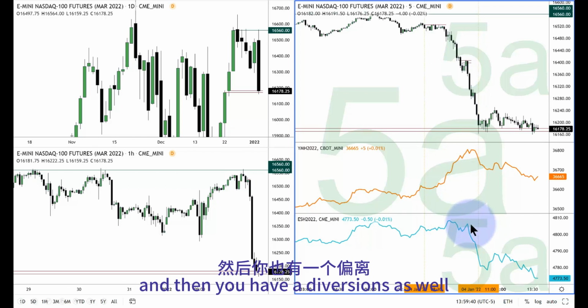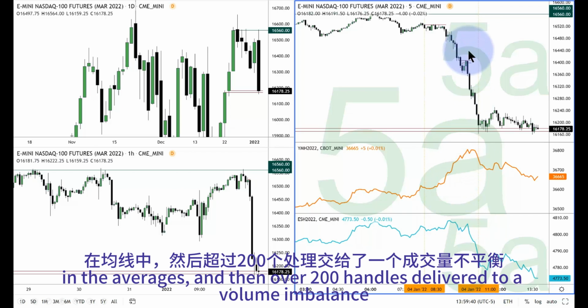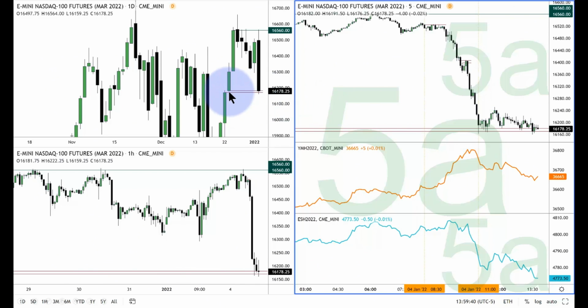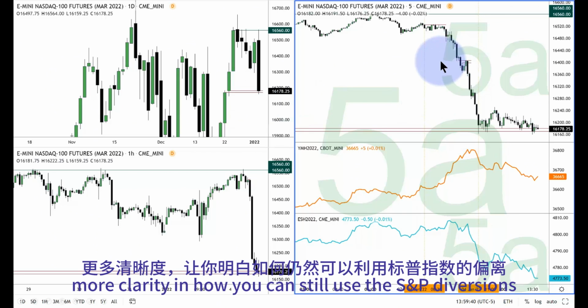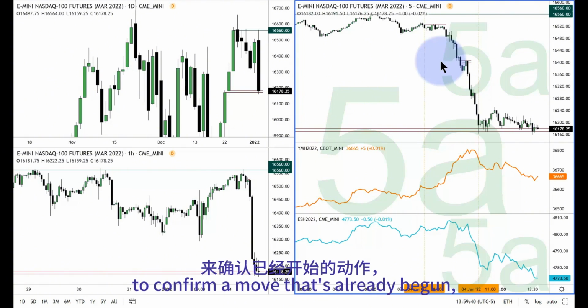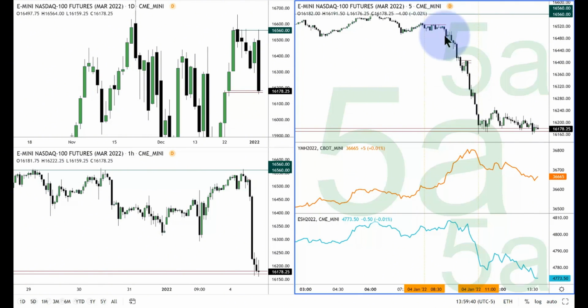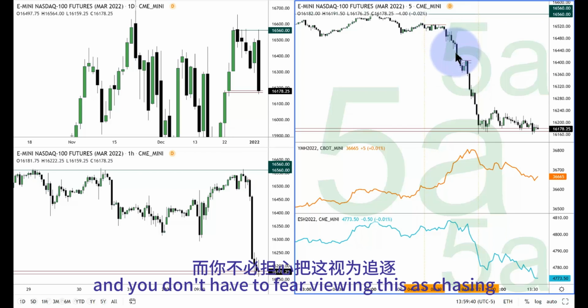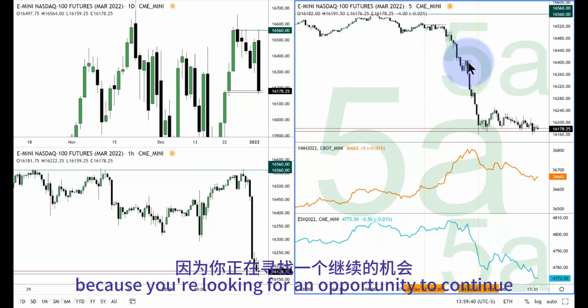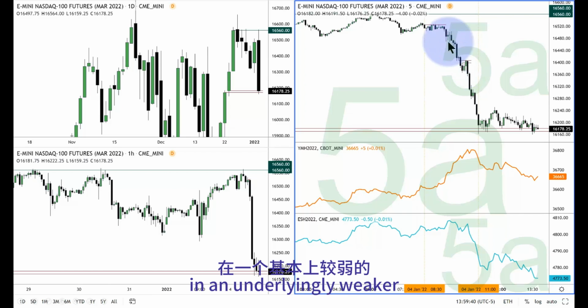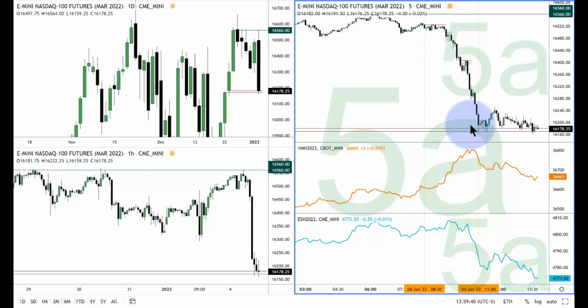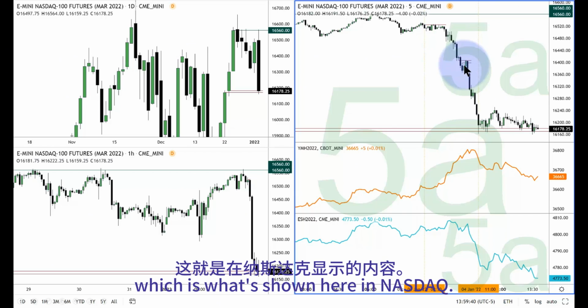And then you have a divergence as well in the averages, and then over 200 handles delivered to a volume imbalance that's over here on the daily chart. So there's a lot of things here that offer more clarity and how you can still use the SMT divergence to confirm a move that's already begun, and you don't have to fear viewing this as chasing because you're looking for an opportunity to continue in an underlyingly weaker index, which is what's shown here in NASDAQ.